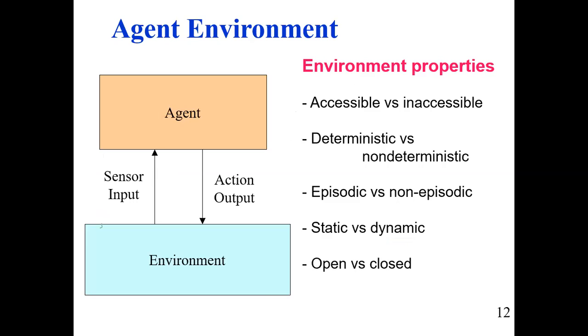Okay, agent environment. You can see here on the left we have the agent, and in the box we have the environment. The agent receives input from the environment through the sensor input, and then the agent will rationalize and produce some action output according to what it received from the sensor.